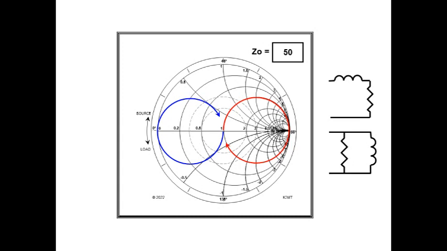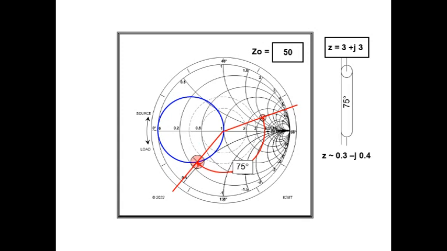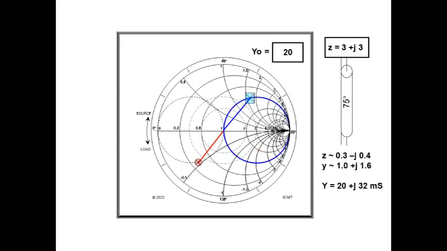Here's an impedance Z equals 3 plus J3. It's at the end of 50 ohm coax. The impedance changes along the coax at constant SWR, here about 4 to 1. After 75 degrees of coax, it changes to about 0.3 - J 0.4. It's become capacitive. By moving diametrically across the chart, we find its admittance as about 1 - J 1.6. At 75 degrees, we've overshot a tad. So these values are close approximations.